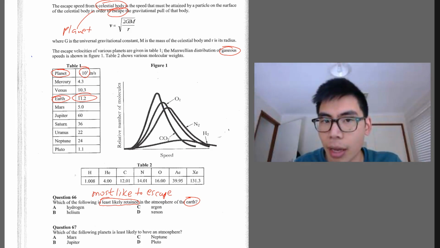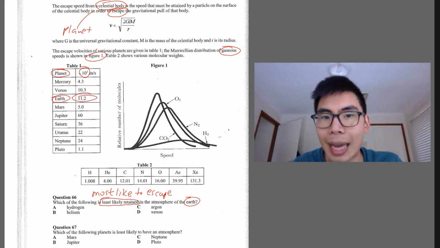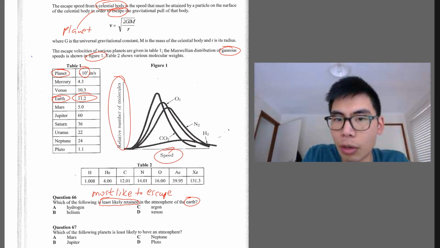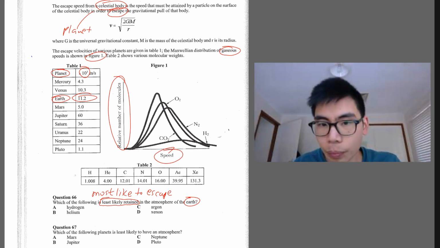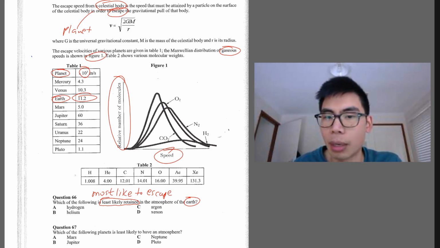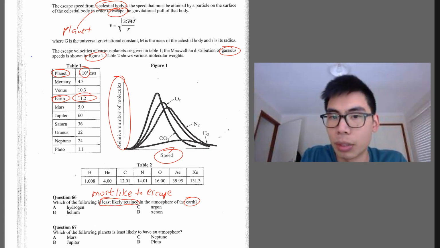So where can we figure that out? Well, from figure 1, it tells us what the gas speeds are. Okay, so you've got the speed of the gas and you've got relative number of molecules. But what you'll notice is that the graph doesn't actually show us all of the gases that we need to compare, which is hydrogen, helium, argon, and xenon. Okay, but let's just have a quick look to see what we can gather from this diagram.